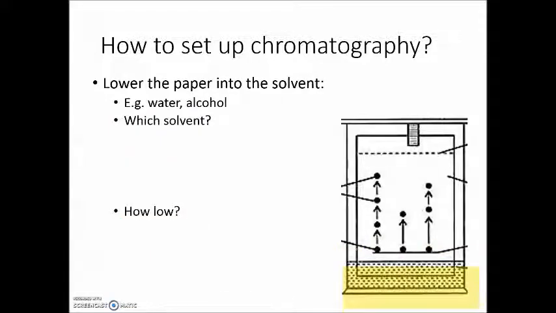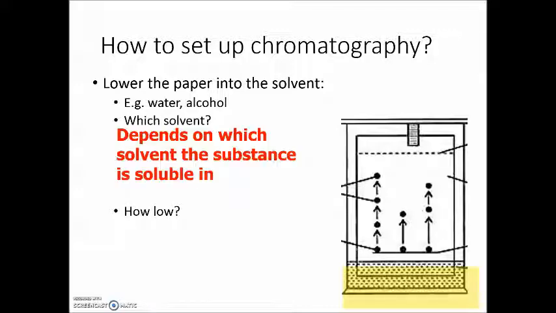Now, the choice of solvent is also quite important. Like the quiz earlier, if you choose the wrong solvent, the substance might not move at all and it might stay at origin. Now, this does not mean it consists of one substance. It just means it is not soluble in the solvent at all. So usually you do a trial with various solvents.